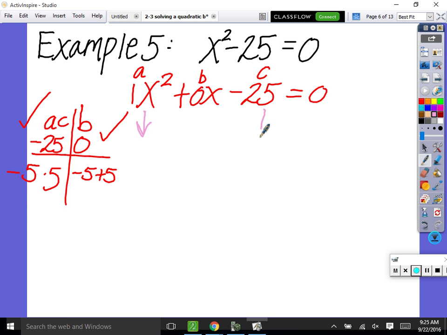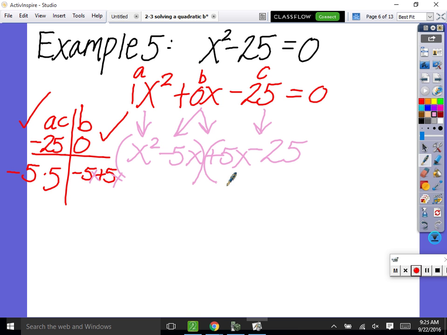We drop down our n terms. So we drop down x squared. We drop down negative 25. And we're breaking down the middle term with those 2 things, but with x's. So minus 5x plus 5x. Group the first two terms, group the second two terms, factor out the greatest thing in common, which is x. So then left would be x minus 5.